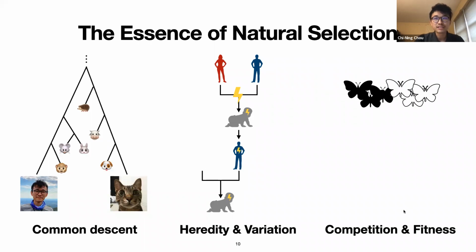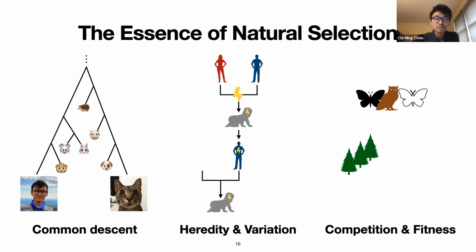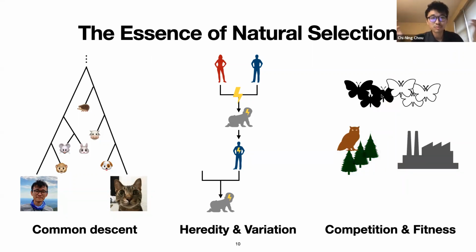And finally, there's the concept of competition and fitness. Let me use the classic example of black and white butterflies to explain this. Imagine there are black and white butterflies living in the forest, and there are some owls, maybe other birds, that like to eat those butterflies. In a normal situation, the owl eats both types of butterflies, and the butterflies will reproduce, so it reaches an equilibrium. Both black and white butterflies will survive.